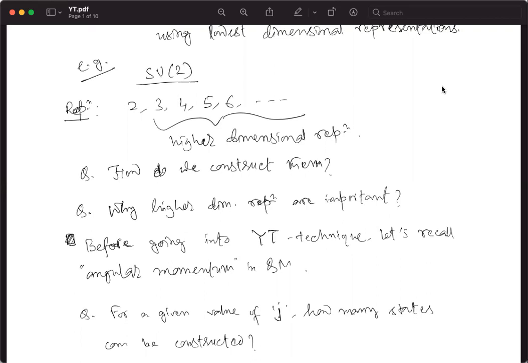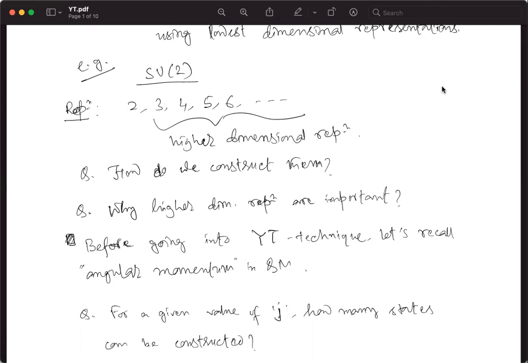For example, the two-dimensional representation has two such components, and we know from the knowledge of isospin, which is also represented by SU(2), it has a plus half and minus half. These two states correspond to the two-dimensional representation. Similarly, for the three-dimensional representation, you can represent the spin 1 particle which has three states like |1,1>, |1,0>, and |1,-1>. And similarly, you can go for 4, 5, 6, and so on. So we need to analyze the properties of these higher dimensional representations, but we need to first understand how they are being constructed.